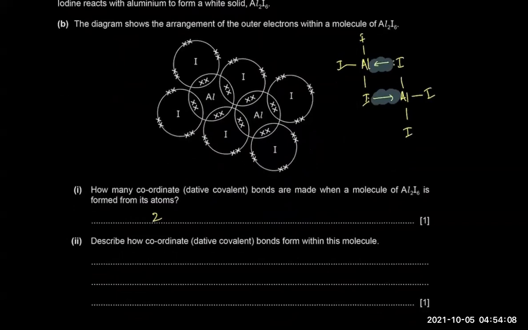Describe how coordinate bonds form within this molecule. How do they form? Donates a pair of electrons. Exactly. So you can say that iodine atoms donate a pair of electrons to form a bond with aluminum.